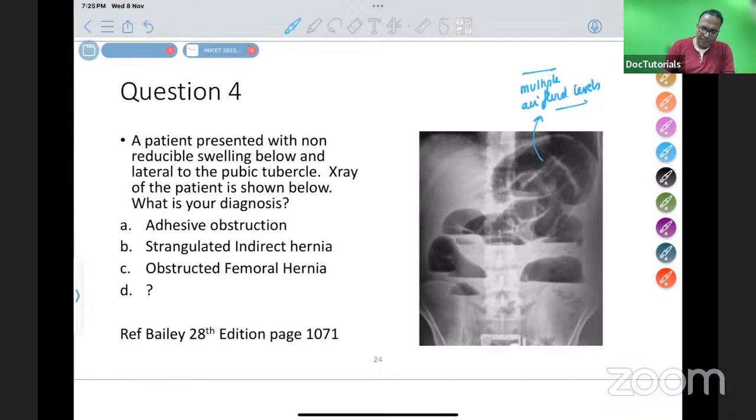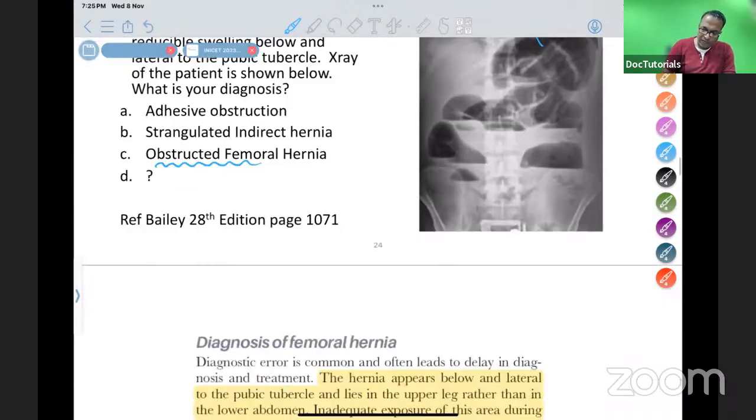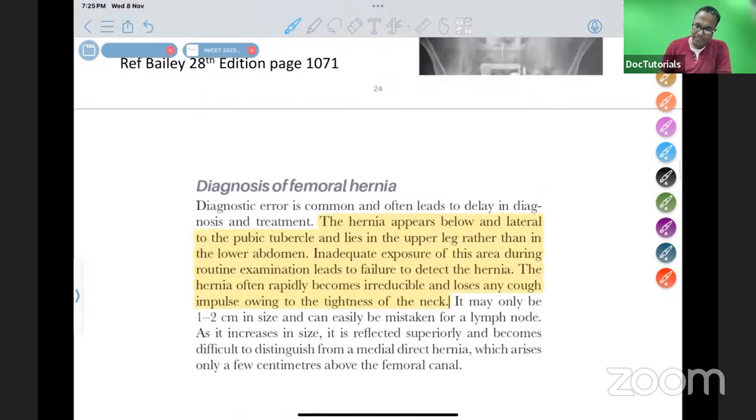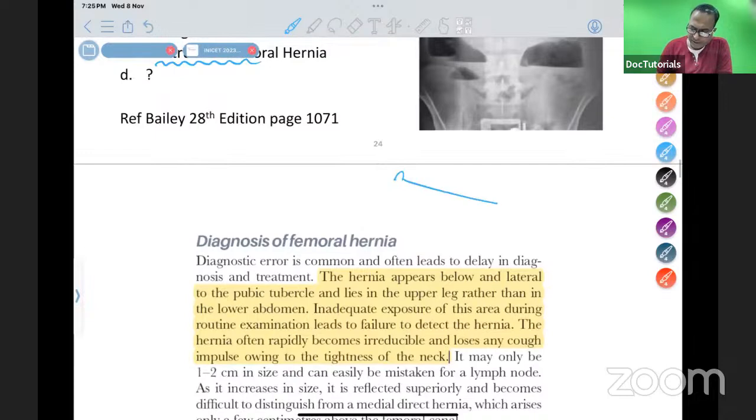So no doubt. The patient is having a bulging below and lateral to the pubic tubercle. Below and lateral to the pubic tubercle is always femoral hernia. I hope you know the anatomy of the femoral hernia. Please don't forget the anatomy related to hernia. So this is a typical anatomy.